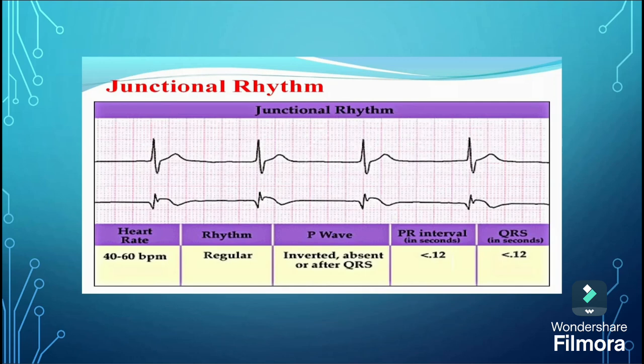No. P waves are inverted and absent, or they are after the QRS complex. So I think the P wave is absent here. P wave is absent here. So this is called junctional rhythm.